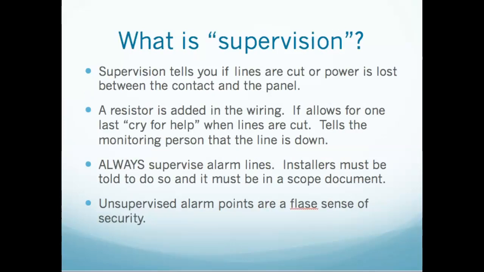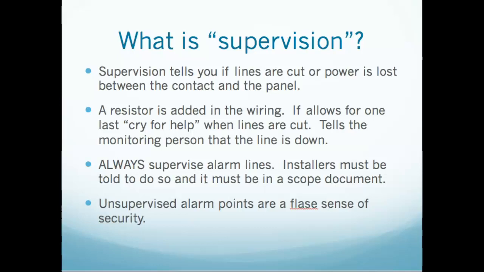So we talked about supervision. What is supervision when it comes to an intrusion detection system? Supervision tells you when a line is cut. And you notice that no matter where your alarm contact's wiring is going to, it's going to your own internal access control panel, to that board, or if it's going to the DMP or Bosch panel, to that board, no matter where it goes, there are physical wires involved. And supervision will tell you if someone cuts that wire.